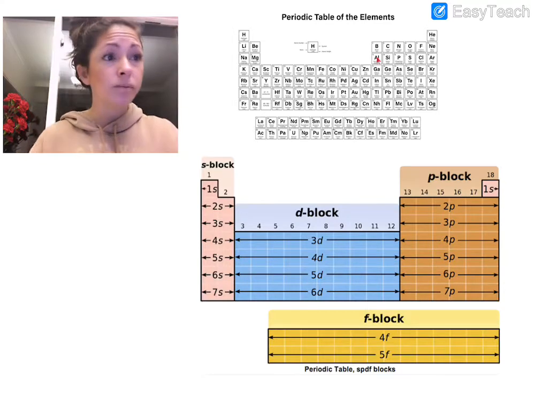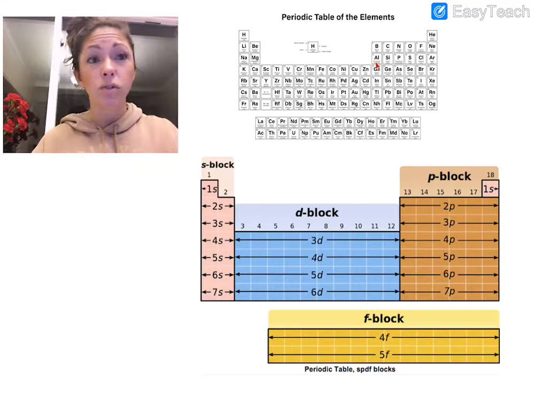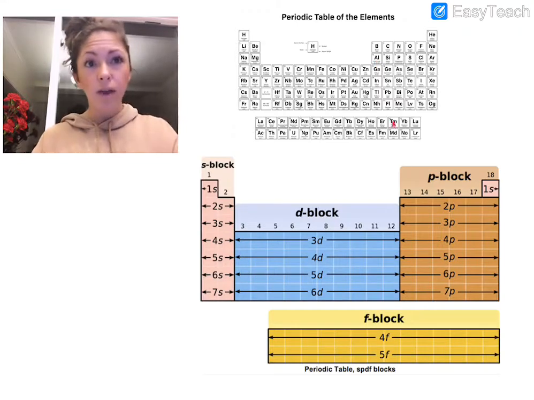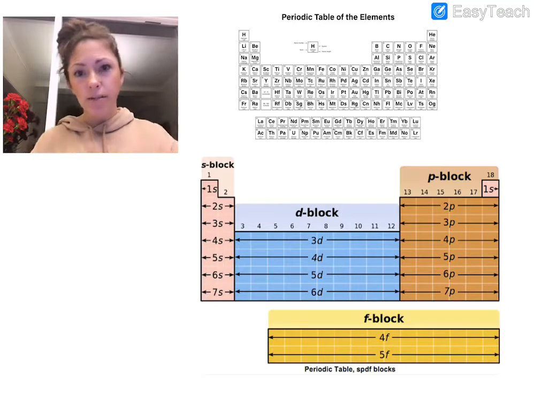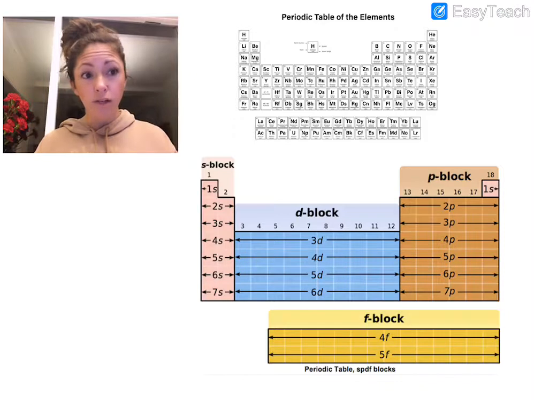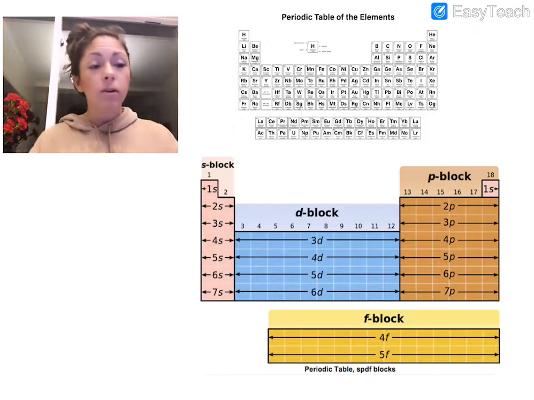So for instance, right here, this is aluminum. Its atomic number is 13. It's got 13 electrons. No other element on here has 13 electrons in its ground state. All right, so keep that in mind. And because of that, each element has its own unique electron configuration and orbital notation. All right, so we're going to take a look at this. This is really important, okay?